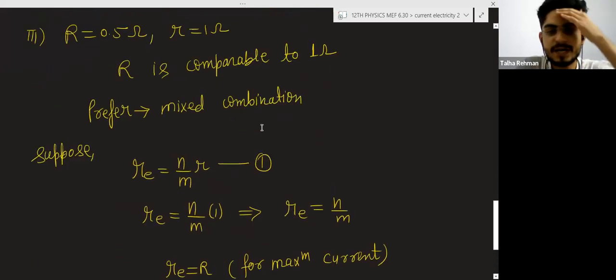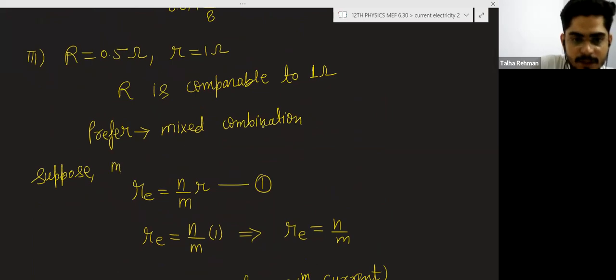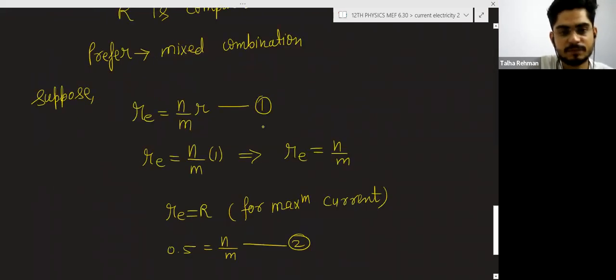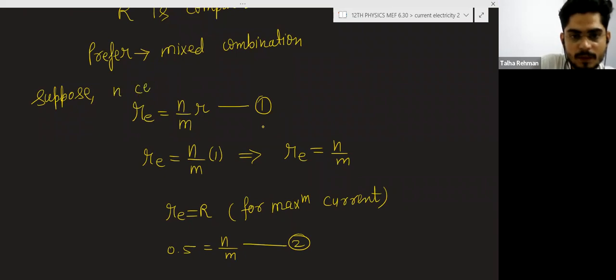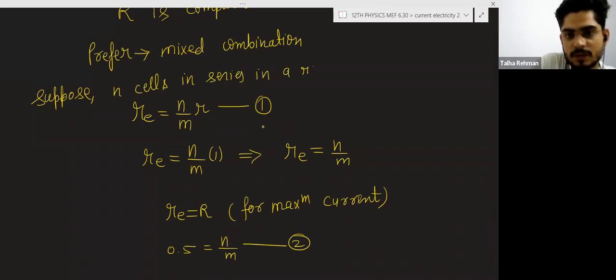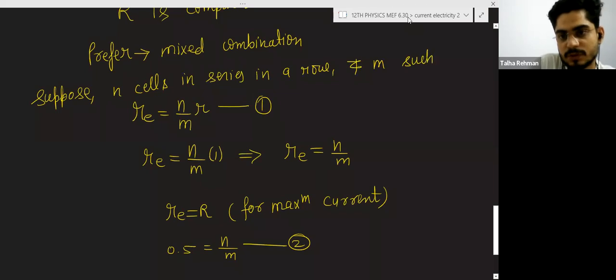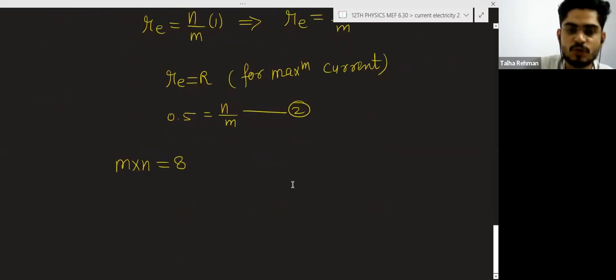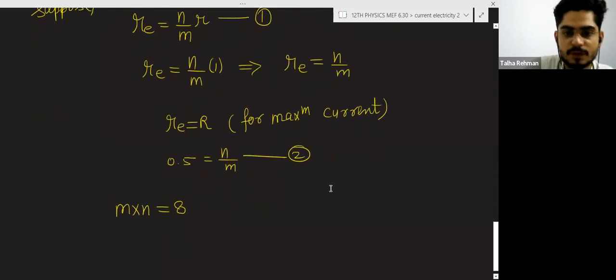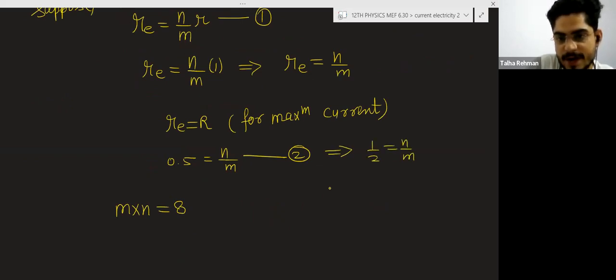And if you want to find, suppose you have connected n cells in series in a row, and there are m such rows. I have discussed the formula also. So m into n equal to 8. From this equation, this can be written as 1 by 2, this is n by m. You can get m is equal to 2n.